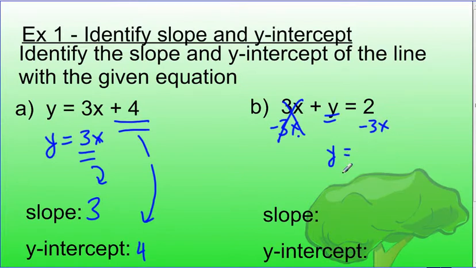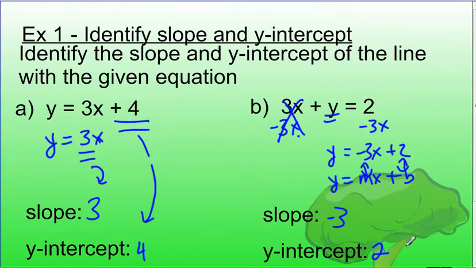And to make this easier for us, we're going to put the x term first. And it is a positive 2. Now look at that. We could write this as y equals mx plus b. This is your slope. This is your intercept. So the slope for this line is negative 3. The intercept is 2.